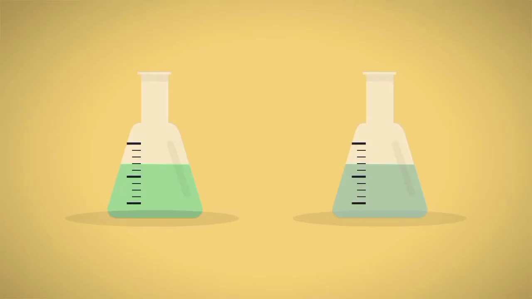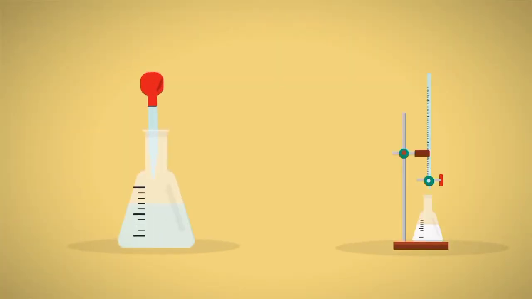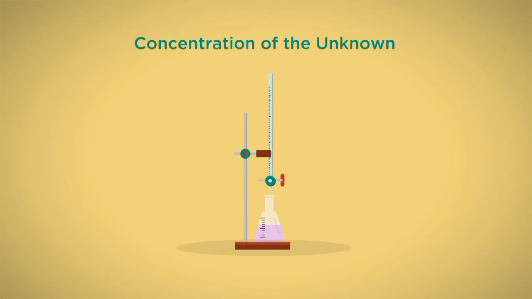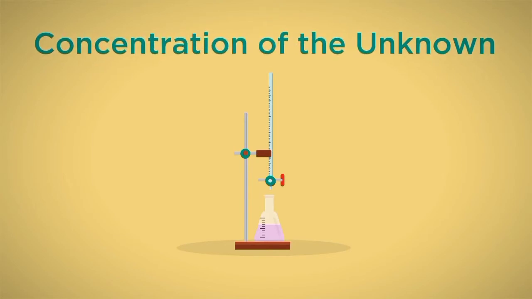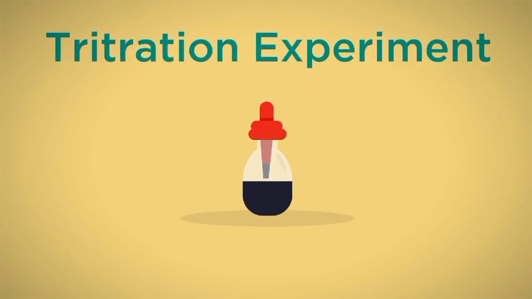A titration is a technique used to work out the concentration of an unknown solution when you know the concentration of another solution. You carefully add the known solution to a set volume of the unknown solution until the reaction is complete. This enables you to work out the concentration of the unknown solution. You may need to use indicators to signal the end of the reaction. You can calculate the concentration of an acid or an alkali by carrying out a titration experiment.